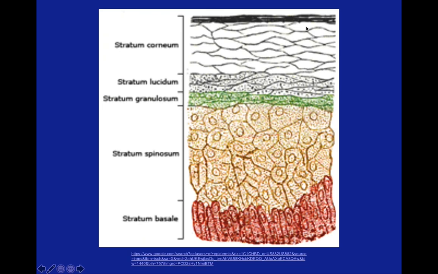So all in all, from superficial to deep, we have the stratum corneum, the stratum lucidum, the stratum granulosum, the stratum spinosum, and the stratum basale. This is, of course, in thick skin. In thin skin, we will not have the stratum lucidum.